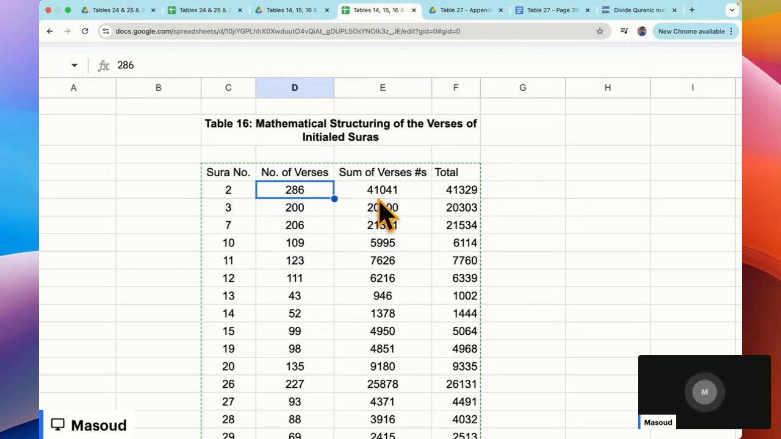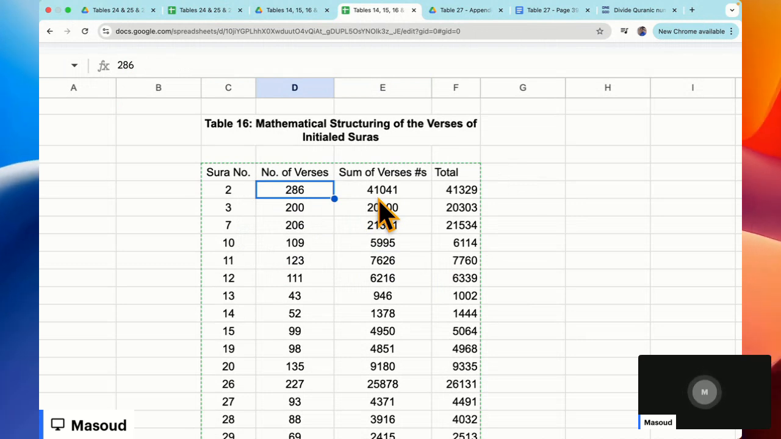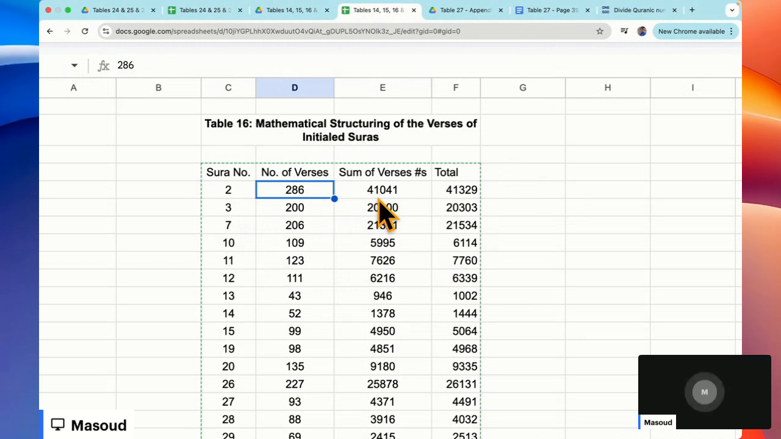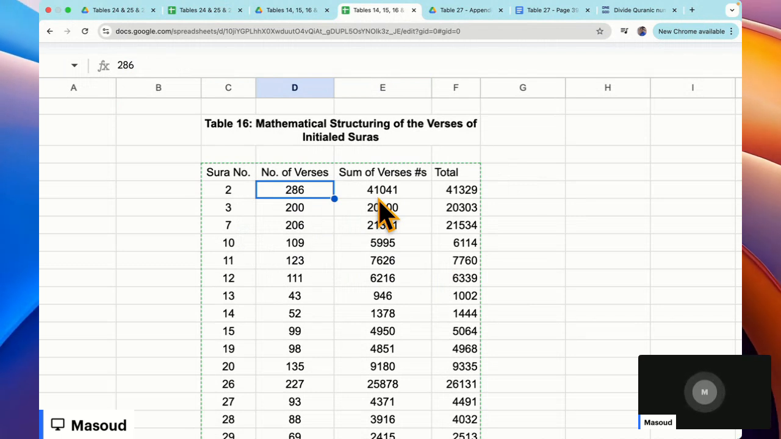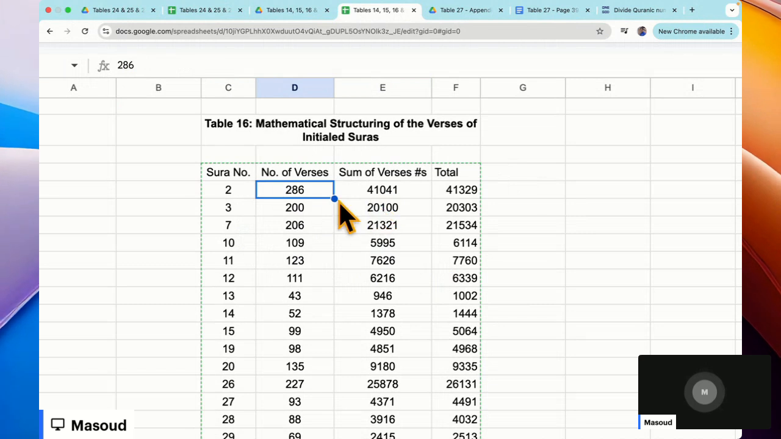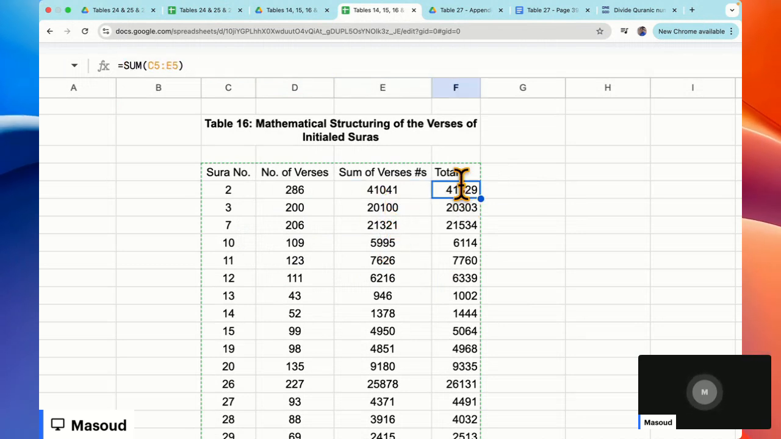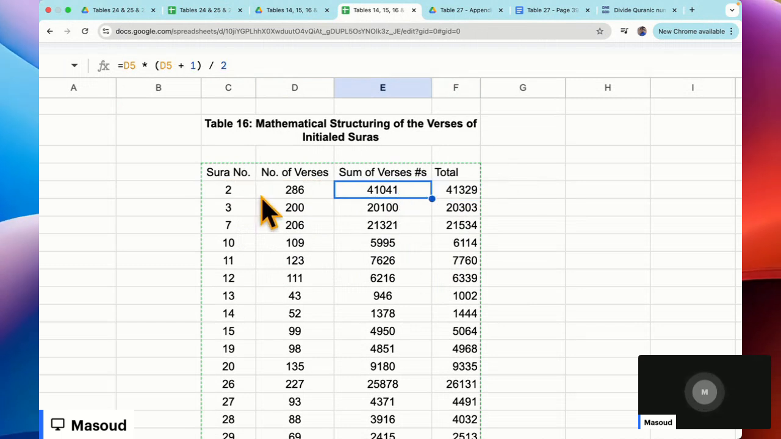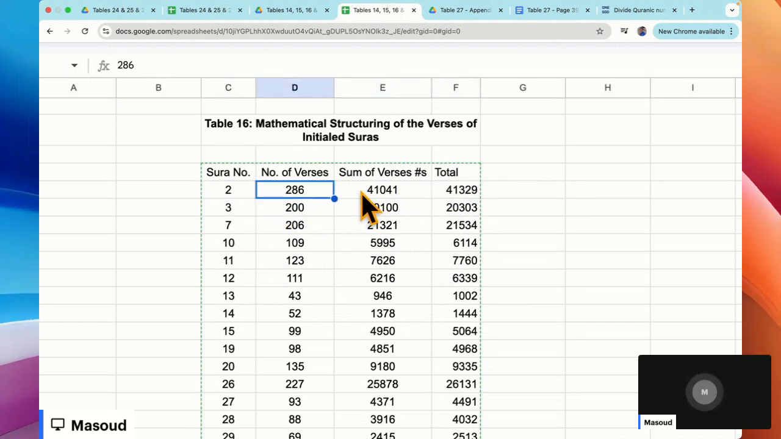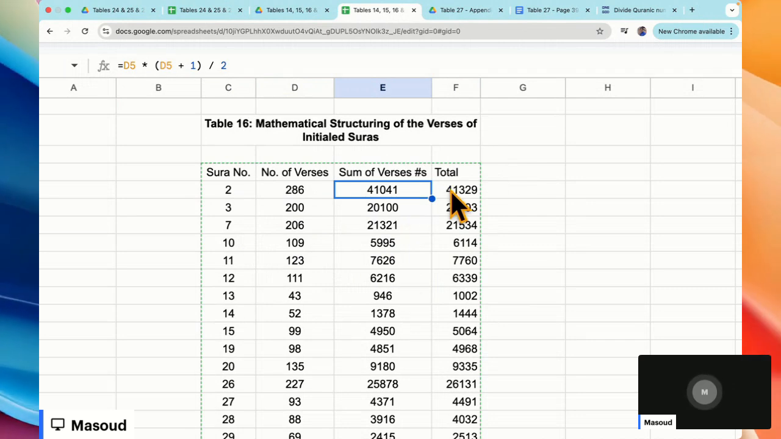For example, say you want to get the sum of the numbers from 1 to 286. That would be 1 plus 2 plus 3 plus 4 plus 5 plus 6, all the way to 285 plus 286, and that would be 41,041. So this is how this table was working, and this is the total of these three numbers together: surah number, number of verses, and sum of verses.